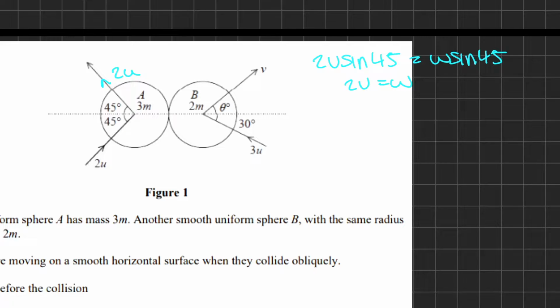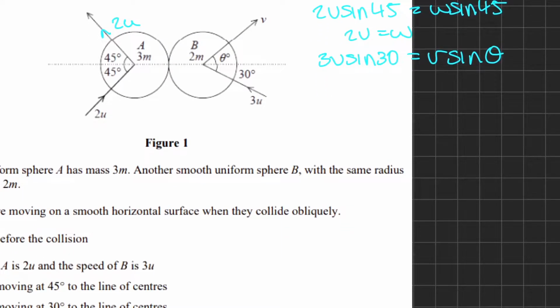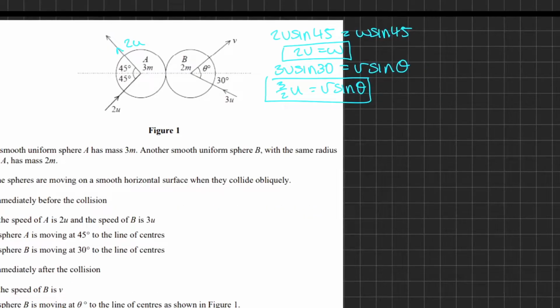If we do the same for B, we get that 3u sine 30 is equal to v sine theta. That wasn't a very good theta, was it? And sine 30 is a half, so 3 over 2 u equals v sine theta. So these are two quite useful equations here and here. Now the next thing we can do is look parallel to the line of centers.